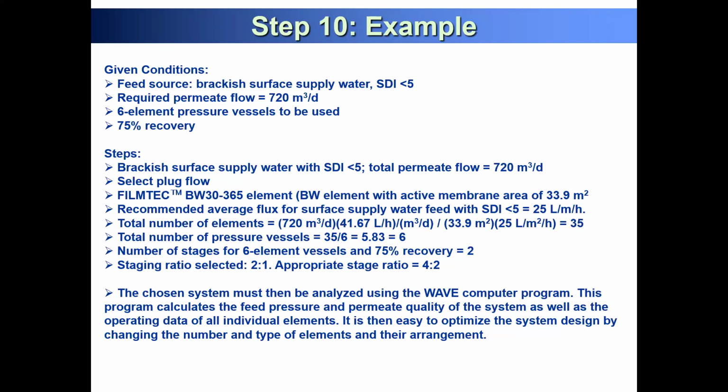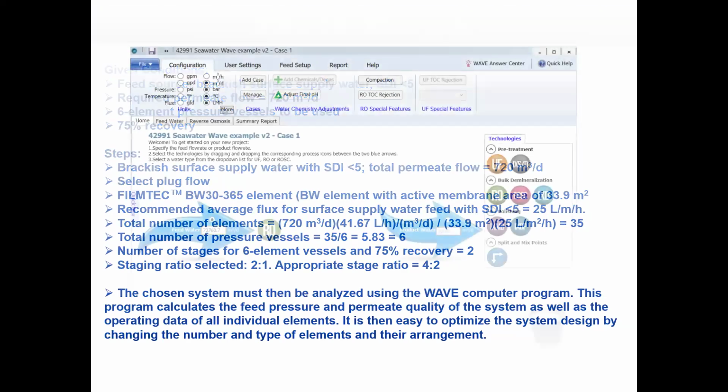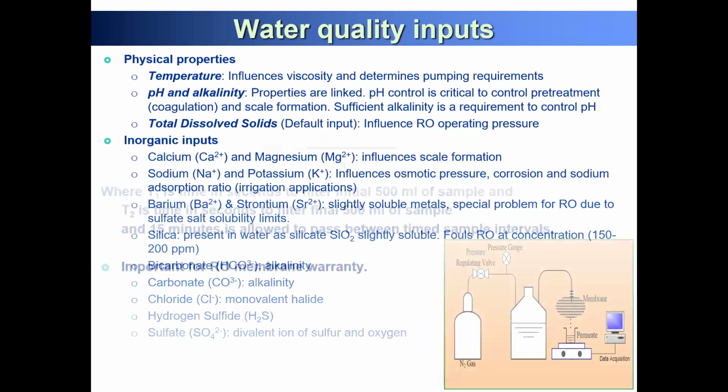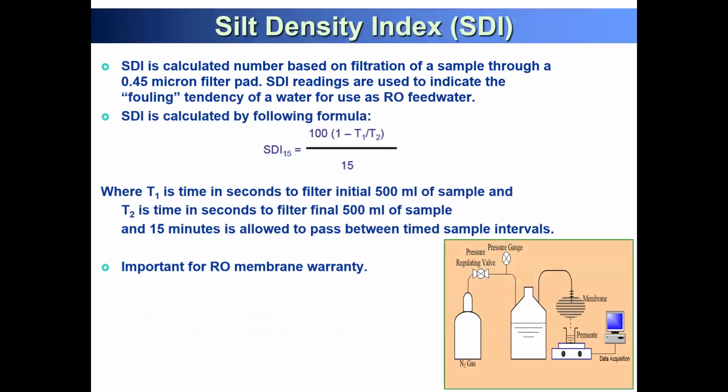Feed water source, brackish surface water. SDI is less than 5. What's the SDI? Silt density index. So why is this one important? Let me show you what the SDI is.